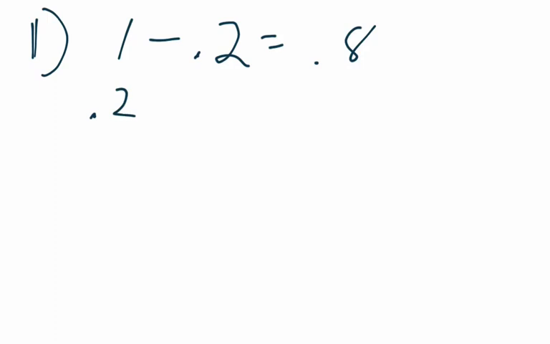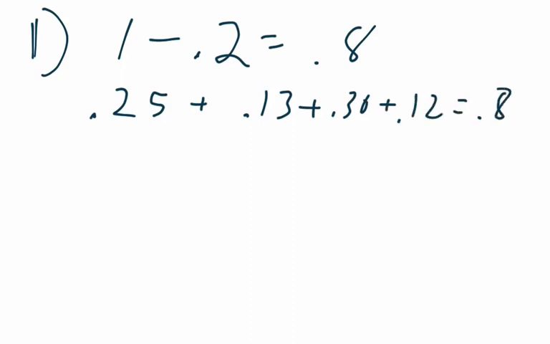Or if you prefer, you could add 0.25 plus 0.13 plus 0.30 plus 0.12, which also gives you the answer of 0.8. And so that's it for number 1.